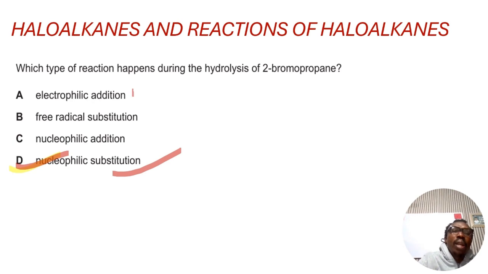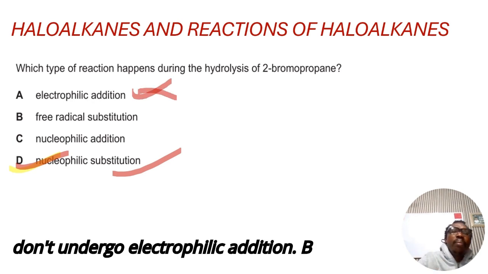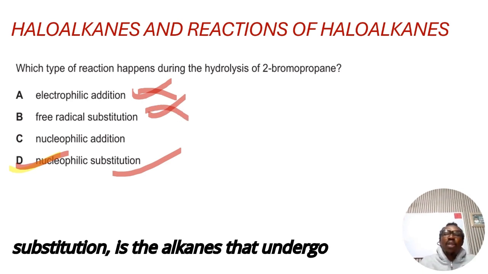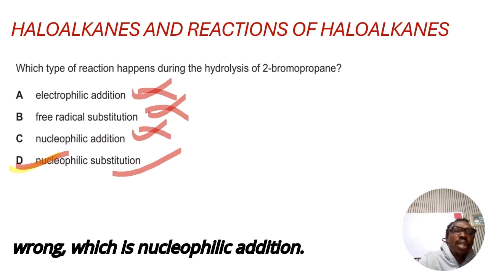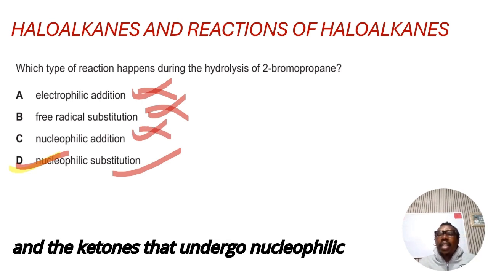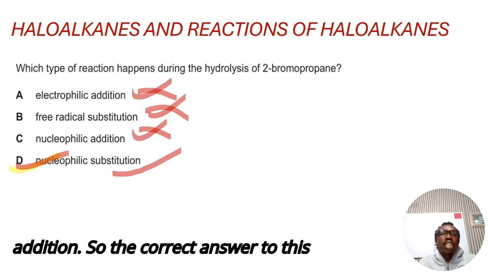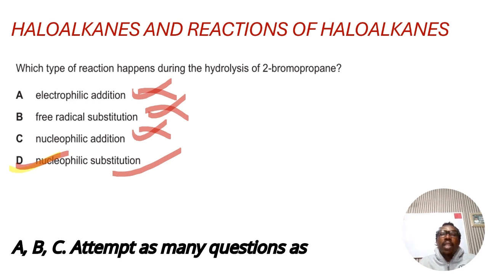A is wrong, electrophilic addition. Halogenoalkanes don't undergo electrophilic addition. B is wrong, which is free radical substitution. It is the alkanes that undergo free radical substitution. Then C is wrong, which is nucleophilic addition. Nucleophilic addition is what the aldehydes and the ketones undergo. So the correct answer to this question is D. So it's as simple as ABC.